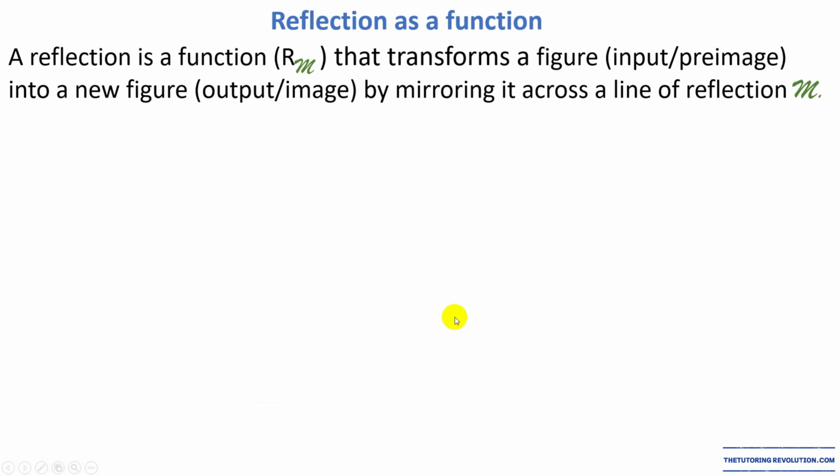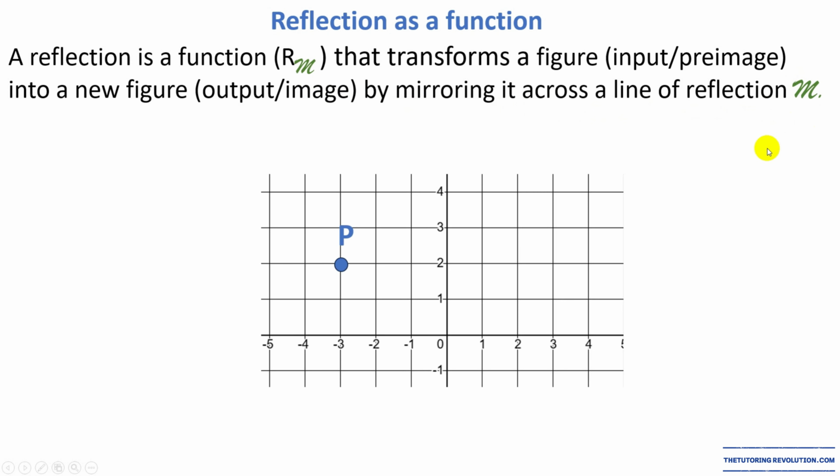Now let's go and describe the reflection as a function. A reflection is a function, Rm, that transforms a figure, the input or pre-image, into a new figure, the output or image, by mirroring it across a line of reflection, M.